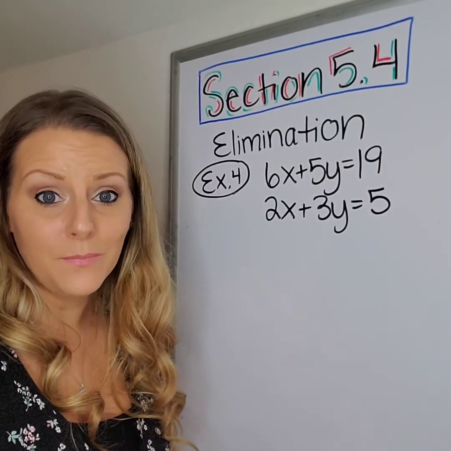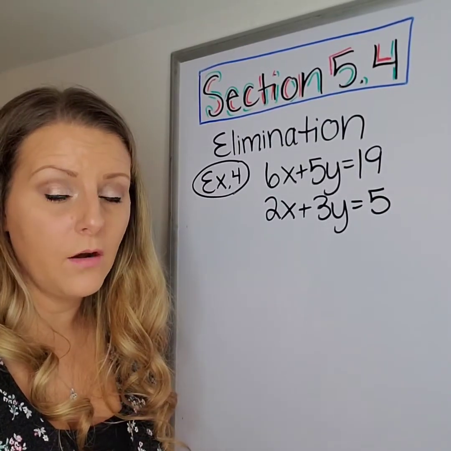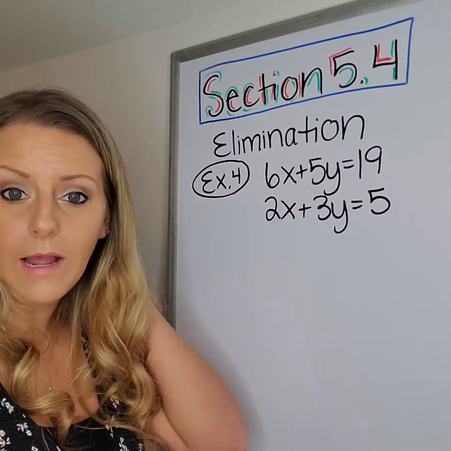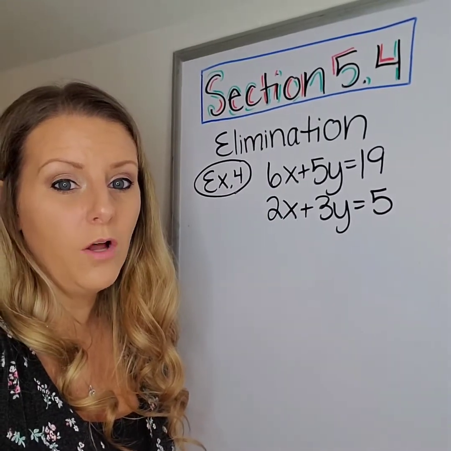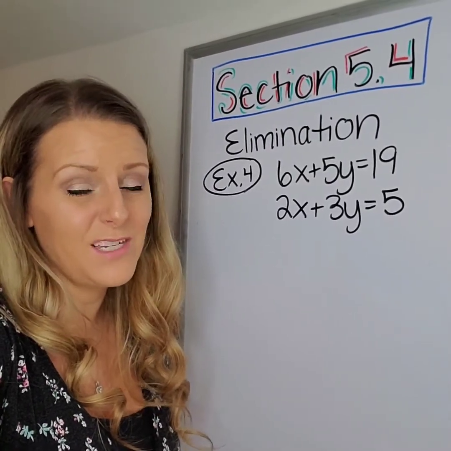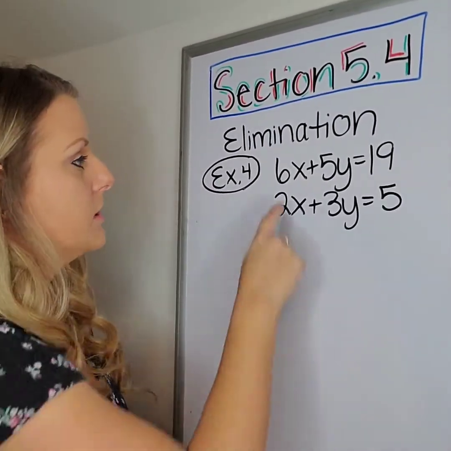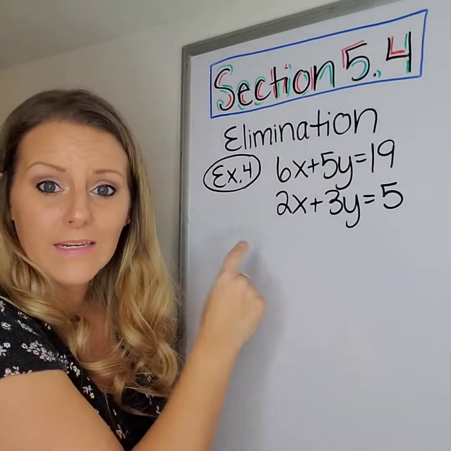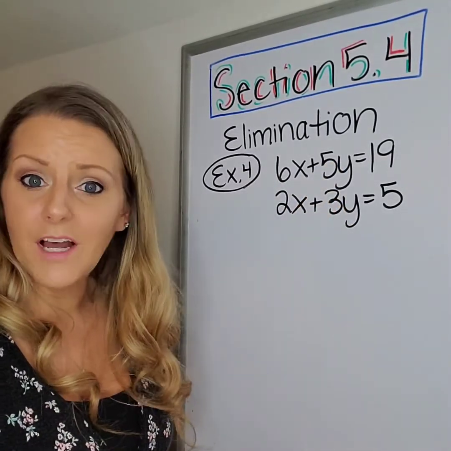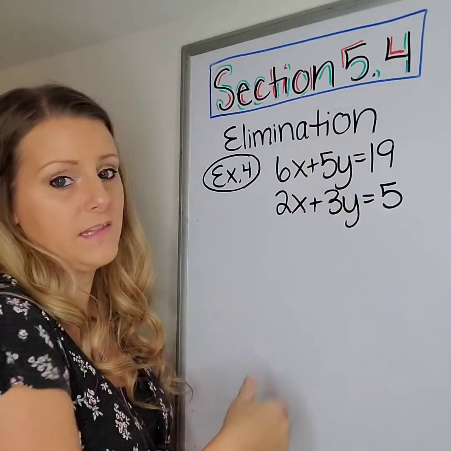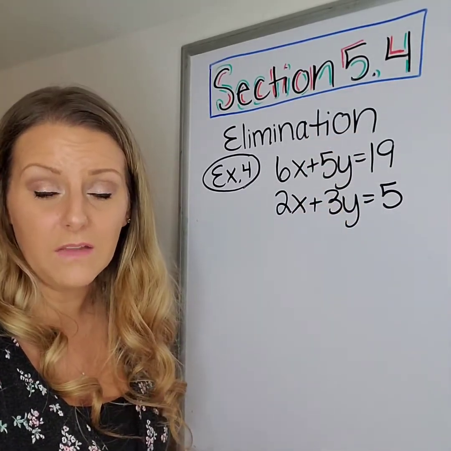Okay, last example, example 4. Go ahead and pause this video, copy this down. And if you think you know what you're doing, go ahead and try. But if you'll notice, nothing eliminates. So this one's a little tricky. So 6x and 2x, they're lined up, but they don't eliminate. 5y and 3y, everything's lined up, but it doesn't eliminate. And the equal signs are lined up, but you're noticing nothing eliminates.